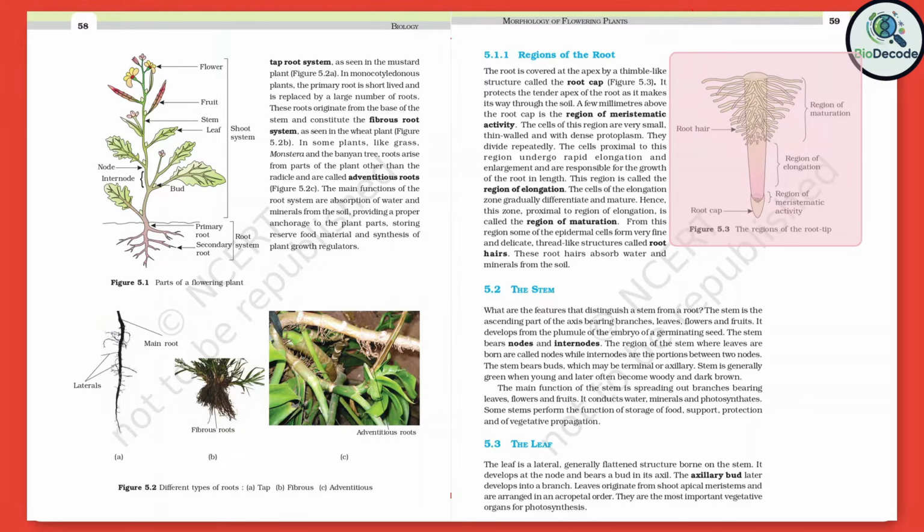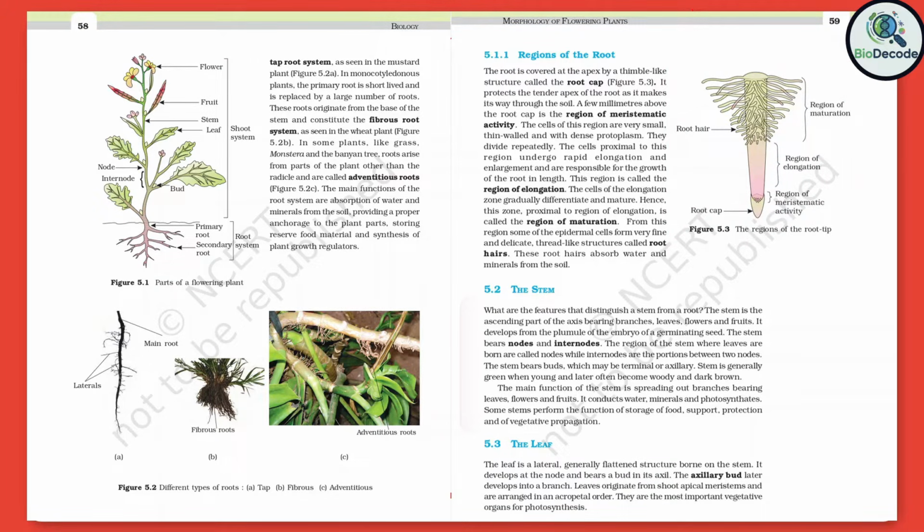Region of elongation: cells increase in size here, pushing the root tip further into the soil. Region of maturation: cells differentiate into specialized tissues, and root hairs develop here, increasing the surface area for absorption. This figure clearly demonstrates how a root grows and develops in an organized manner.